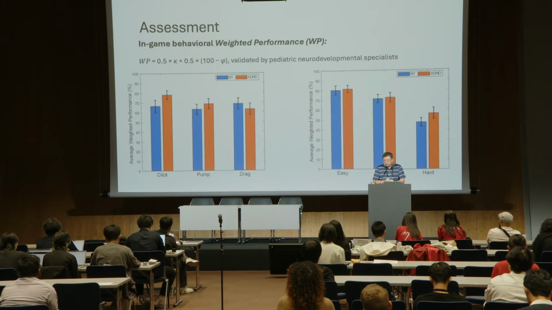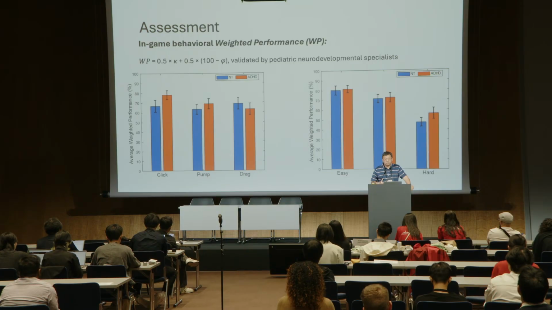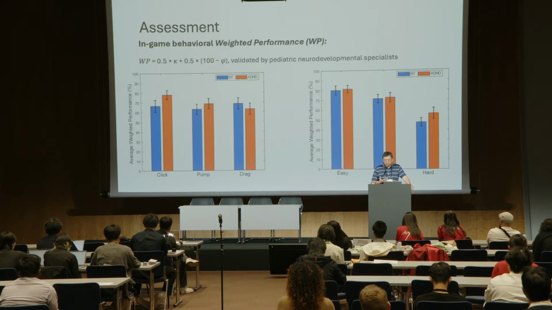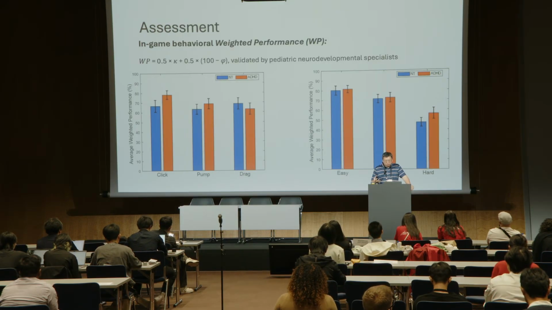Among all kinds of analysis we did, one of the interesting things was to consider correct and incorrect actions. Children make mistakes when the difficulty level is increased. So over time, we also formed a weighted performance metric, which is validated by the doctors. As shown in the figure on the right, both the neurotypical and ADHD groups had their performance decrease as the task difficulty level increased. This is sort of expected.